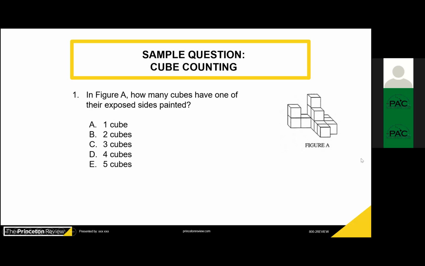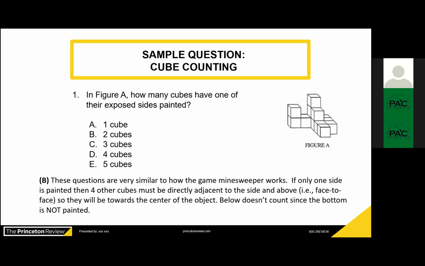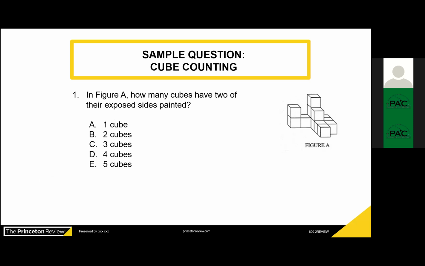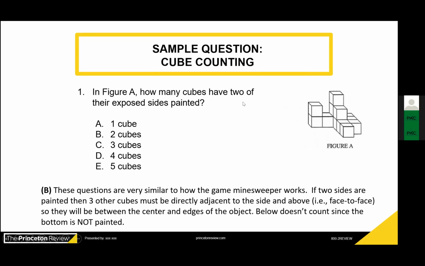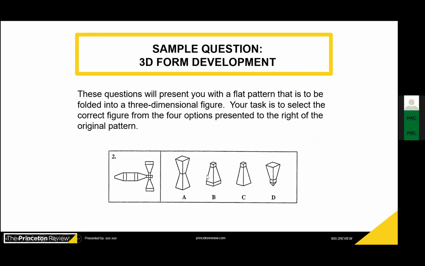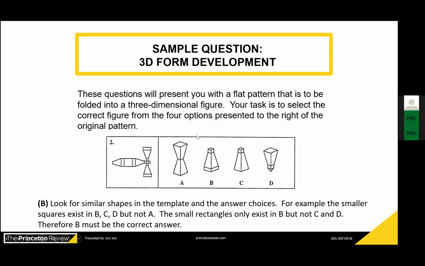So yeah, it's definitely a different skill, maybe not a skill that you've learned in your undergraduate courses, but something that you can definitely learn as you study for the DAT. So B is the correct answer here. And they'll have more questions. How many have 2 of their exposed sides, right? Etc. 3D form development, here's another example.